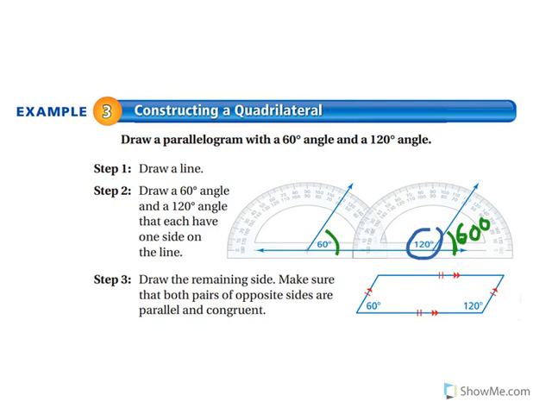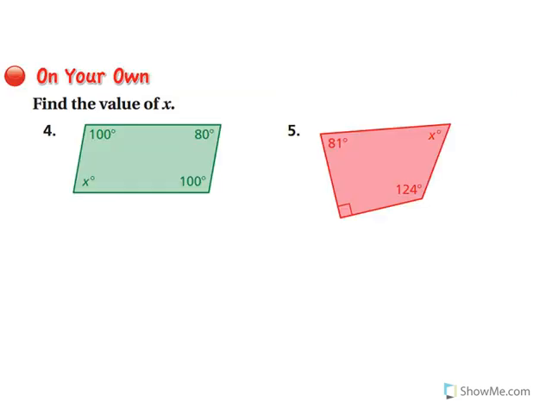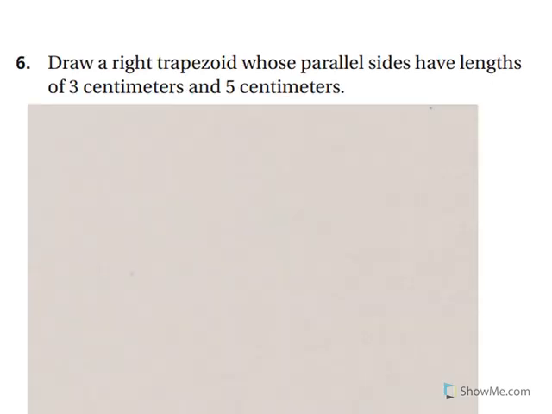But that's what you have to do, is make two angles, and then you're just going to draw the lines up top to connect it, and then just erase the marks. That's all you got to do to make a quadrilateral with a protractor. All right, so let's go ahead and see how you do. At this time, you're going to find the value of x for both 4 and 5, and then you're going to go ahead and draw a right trapezoid.